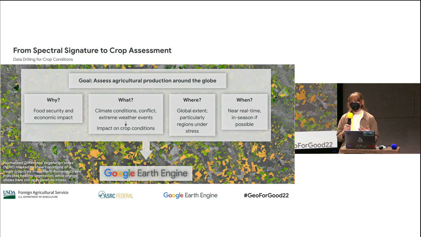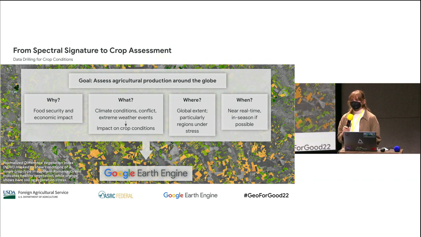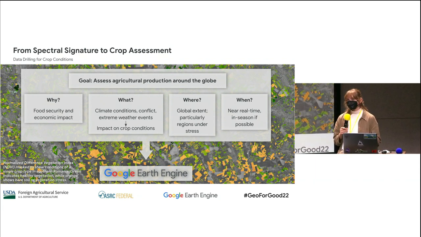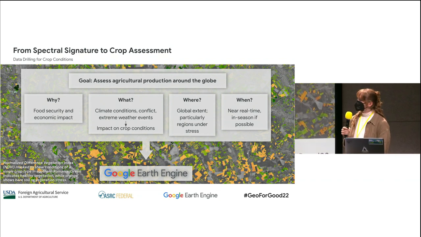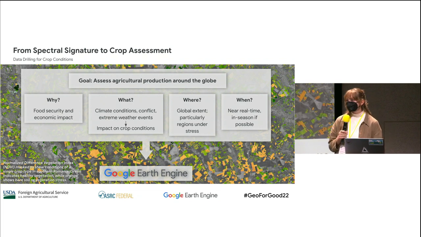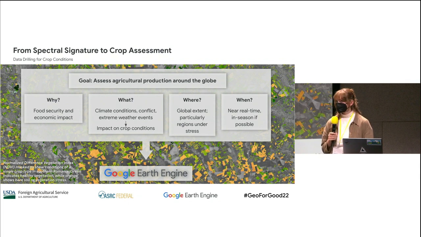Our goal is to estimate crop production accurately around the globe to maintain stable food systems and economic relationships. Climate trends, conflict, and extreme weather events can all cause changes to crop conditions and food production that are unexpected and difficult to quantify. Using the tools and data sets available in Earth Engine, we can start with the spectral values of a single pixel and create a product that indicates the conditions of a crop across an entire country. Even better, with the availability of this near real-time data that we have, we can monitor crops as they progress through different stages of development, even within a season.